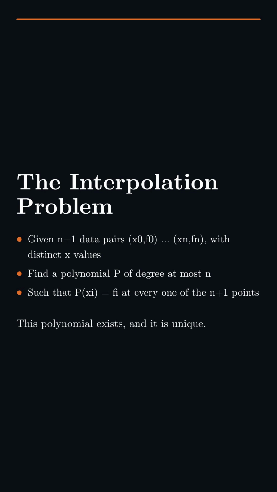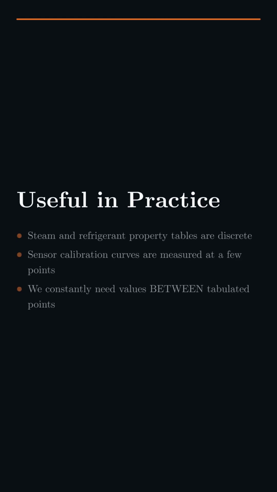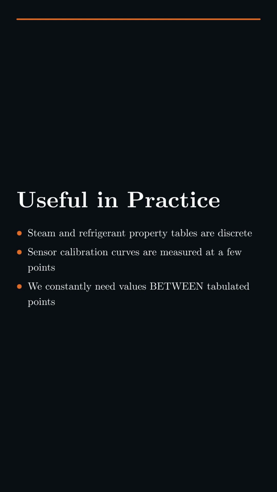There's only one. This shows up constantly in thermal engineering. Steam tables, refrigerant tables, they only give you properties at specific tabulated states. Sensor calibration curves are measured at a handful of points too, but in practice we constantly need a value that falls between those points. So here's Lagrange's idea.